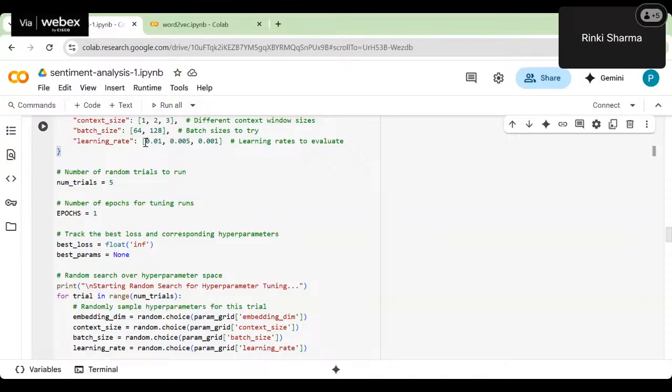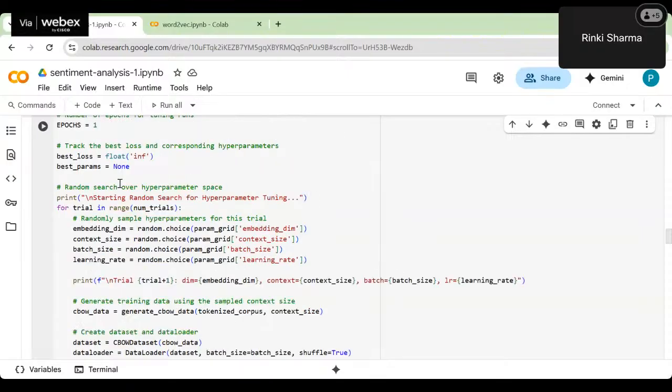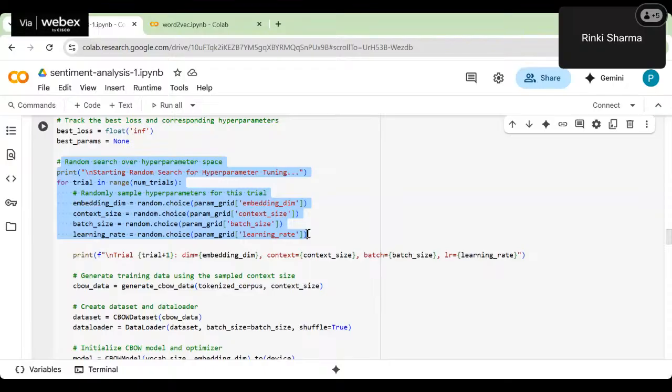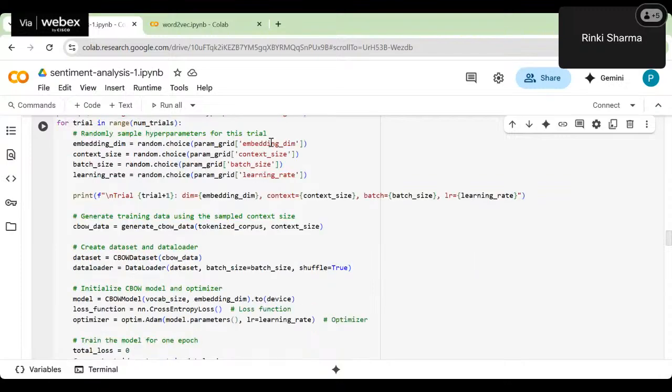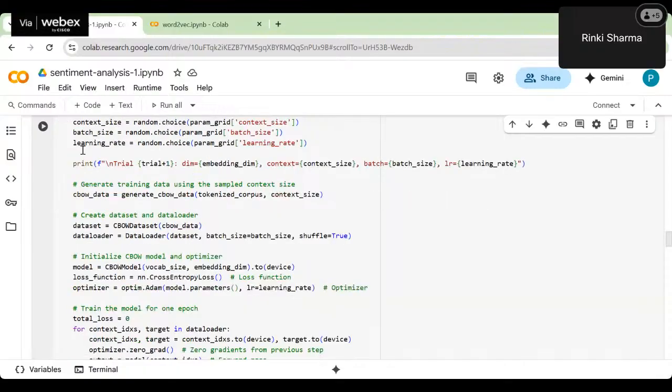Now after defining our hyperparameter tuning, we have defined the hyperparameter search: this is our embedding dimension, a variable chosen from the grid. After defining all the hyperparameters and generating all the context and target pairs, we initialize our CBOW model for the training.